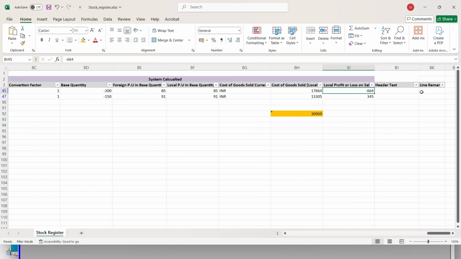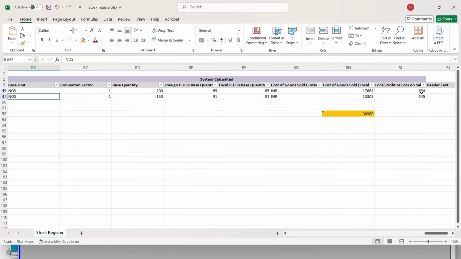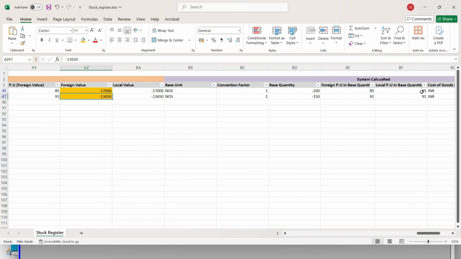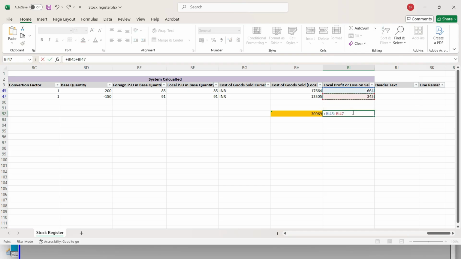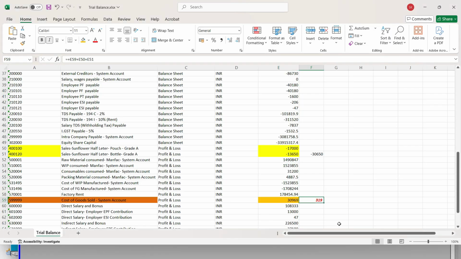This is an INR transaction, INR in this case. But for 150 units, while I sold 150 units, my selling value is 13,650 and my cost is 13,605. So my cost was lower. So there I made a profit of 345. But on pouches, I made a loss of 664 on 200 units. I had made a profit of 345. So the net profit or loss on this invoice is 319. So that is what the system is telling.